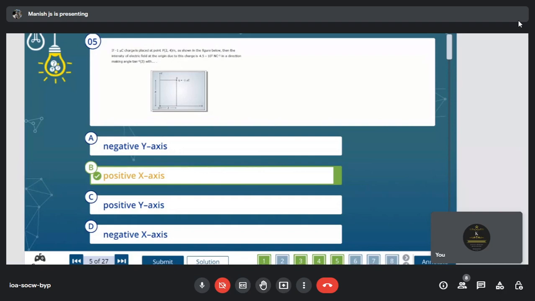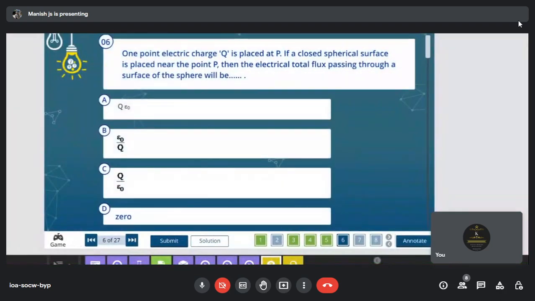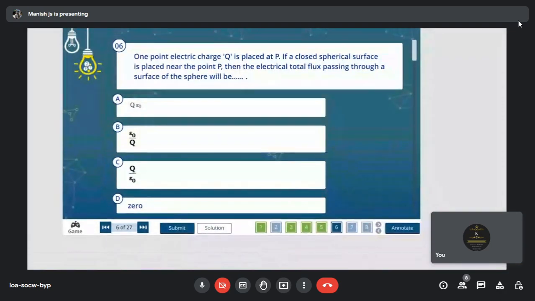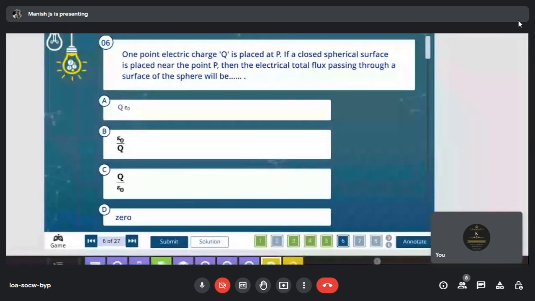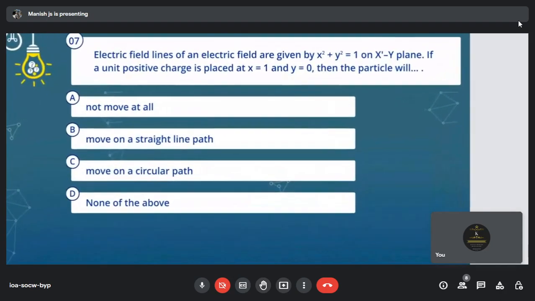Okay. Fine. Okay. So this we will learn after we learn Gauss theorem. So then we can do these questions. Yeah, this question you can try.